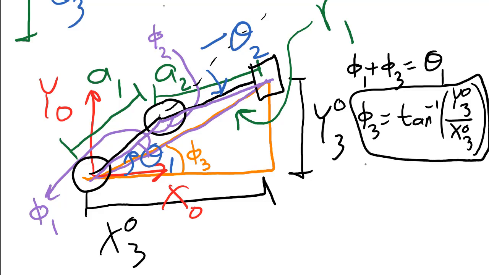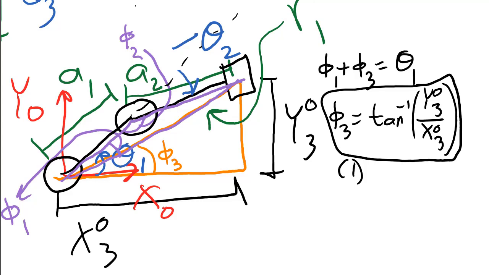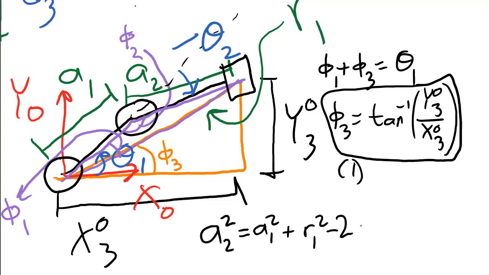Okay, now I need an expression for Phi1. Phi1 is a part of the purple triangle, which is not a right triangle. So I want to use either the law of sines or the law of cosines. And almost always the right thing to choose is the law of cosines. Only use the law of sines if the law of cosines ends up not working for you. So since I'm looking for the angle Phi1, I will start my law of cosines equation with the length of the side that is opposite the angle I'm trying to find. So since I'm trying to find Phi1, I'll start with the link length A2. So A2 squared is equal to the sum of the squares of the other two sides, A1 and R1, minus 2 times A1 R1 times the cosine of the angle that I'm looking for, Phi1.